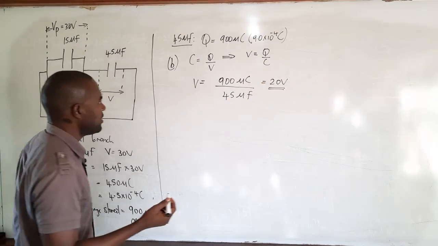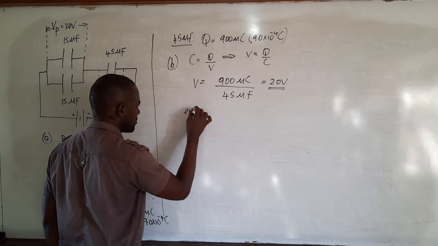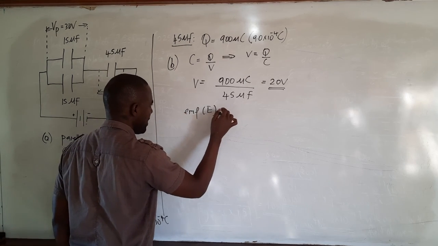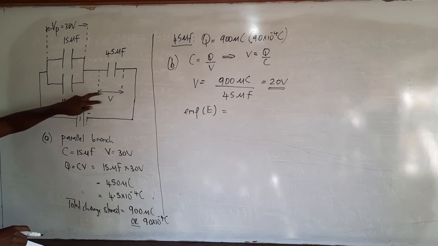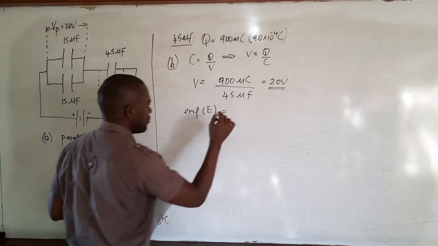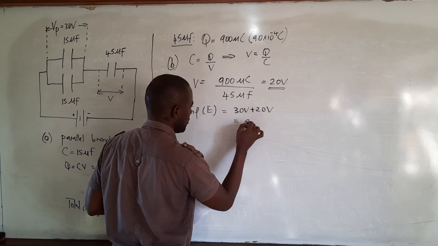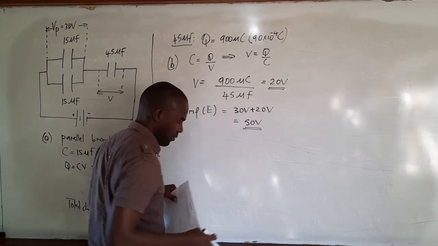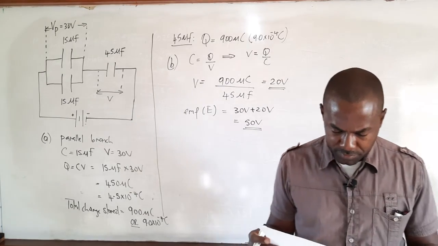What this therefore means is that the battery voltage, or the battery EMF E, is equal to the PD across the parallel branch plus the PD across the 45 microfarad capacitor. So this gives us 30 volts plus 20 volts, which of course is equal to 50 volts. So what we have in the circuit is essentially a 50 volt battery.